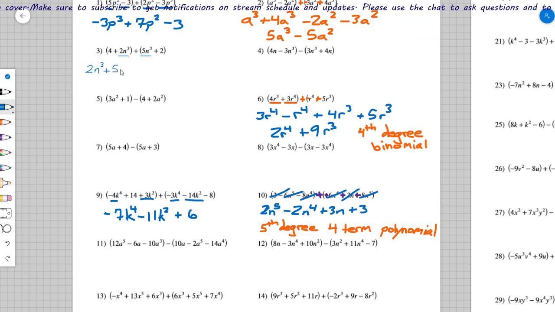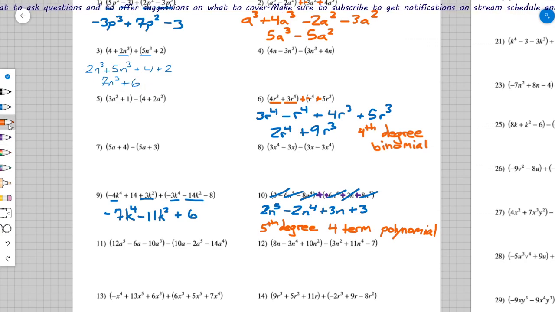And if you don't need to write this step, that's fine, because some of us can just add that in our head, because we know they're like terms. And then we're going to have 4 and 2. Those are alike as well. Those are both constants. So 2n to the third plus 5n to the third is going to be 7n to the third plus 4 plus 2, which is going to be 6.